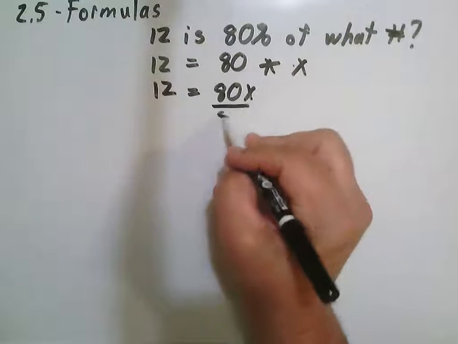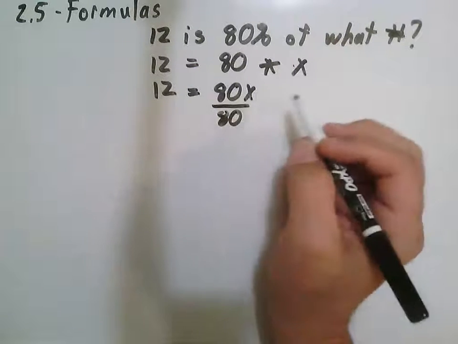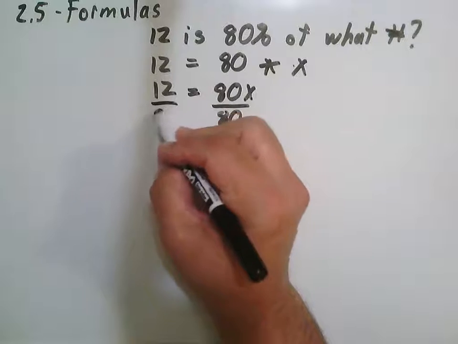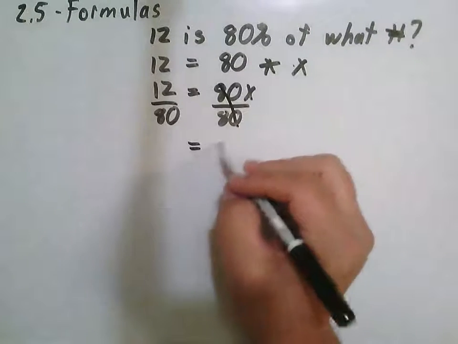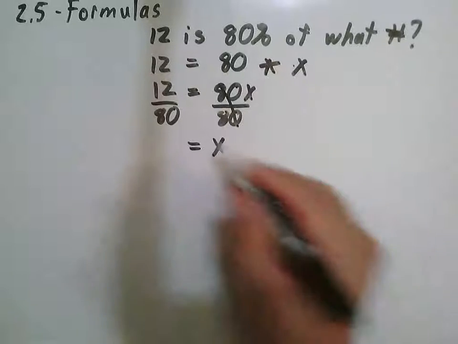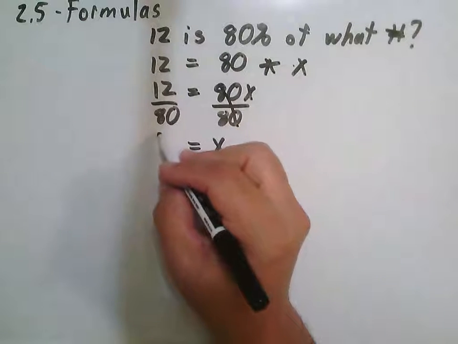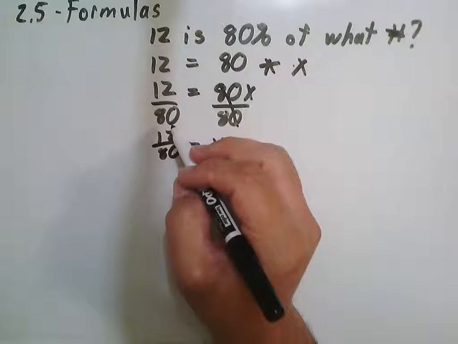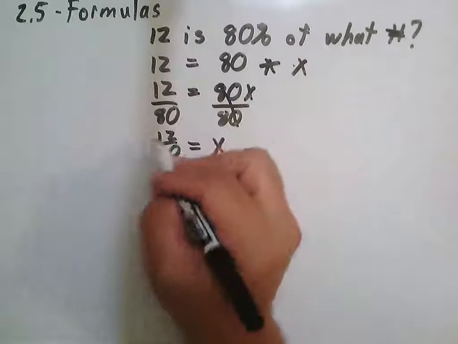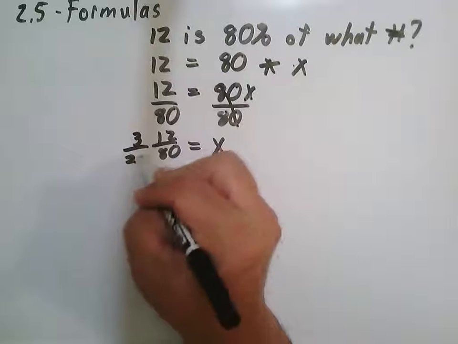So I basically divide both of these by 80. Whatever I do on one side of the equation, always do on the other side of the equation. This allows you to come down to a single x. And this is 12 over 80. So once again, I can reduce this fraction. Actually, it reduces down by 4, so this becomes 3 over 20.